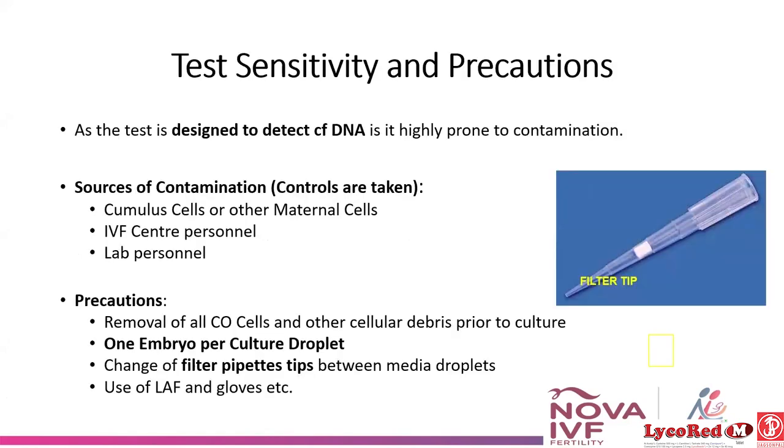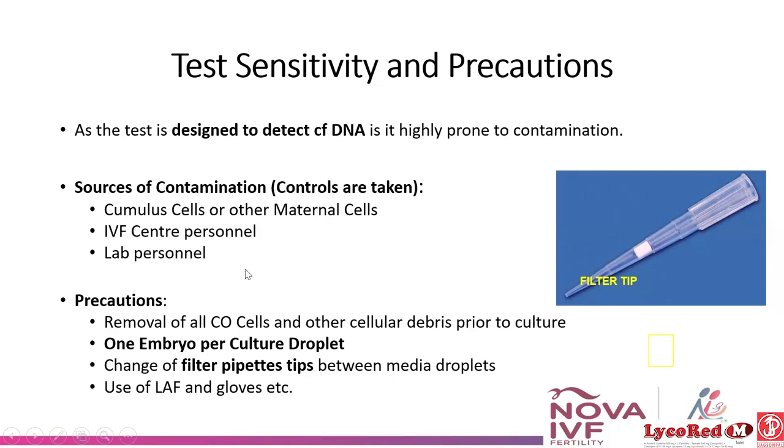What is the test sensitivity and precaution? Here we are going to collect the media only, so we are designed to detect the DNA. It is highly prone to contamination because we are dealing with the media. So what are the sources of contamination? Cumulus cells or other maternal cells. These are the biggest culprit for non-invasive PGT. IVF center personnel and lab personnel are the same for invasive or non-invasive. Both are equally important to control.